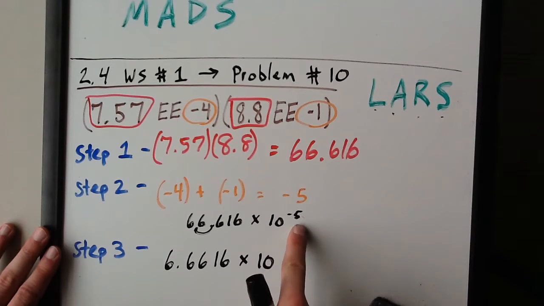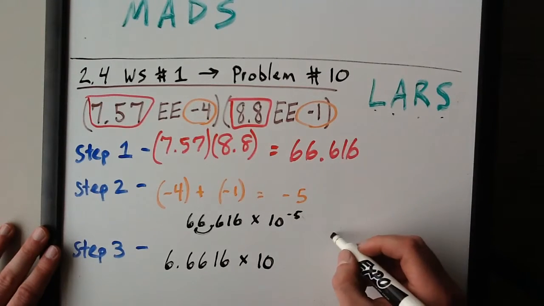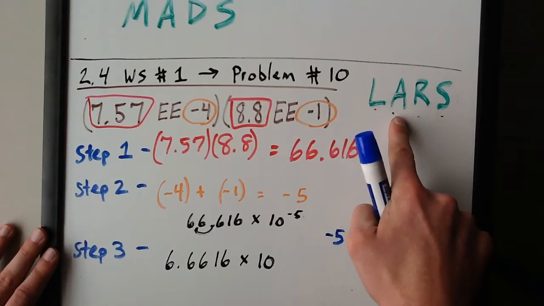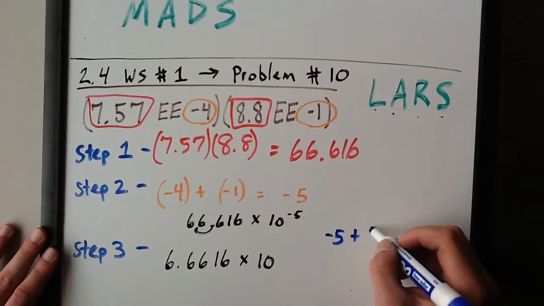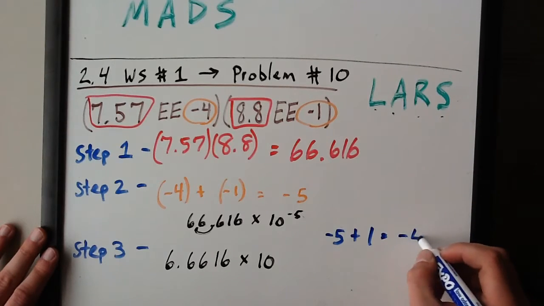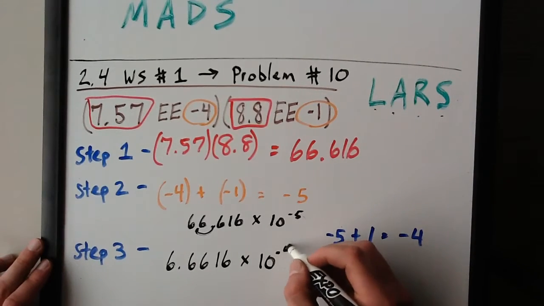Now what's my exponent? My exponent was negative 5. But I went left, so I need to add. I need to add 1 since I went left 1. So my new exponent is negative 4. Okay, so I have 6.6616 times 10 to the negative 4.